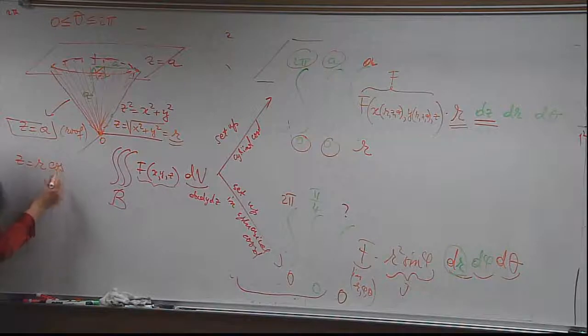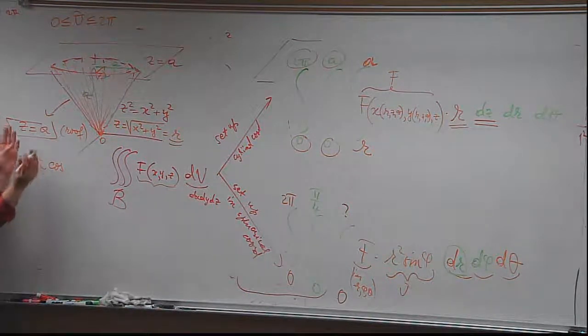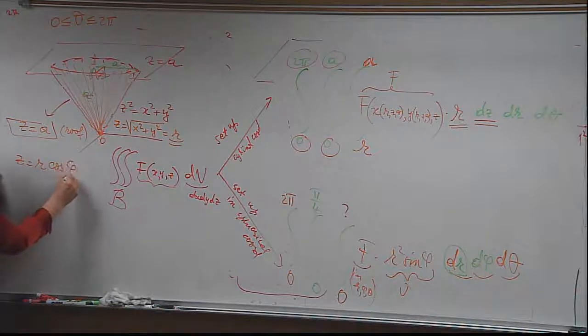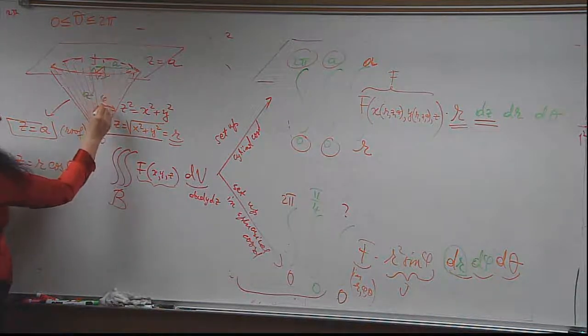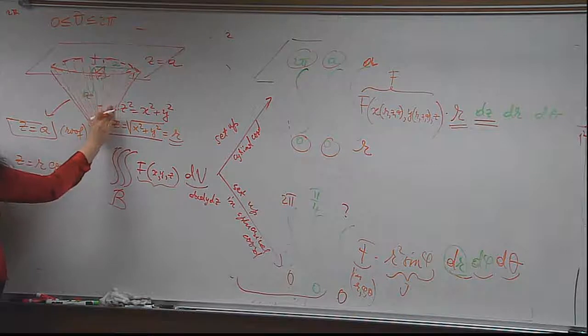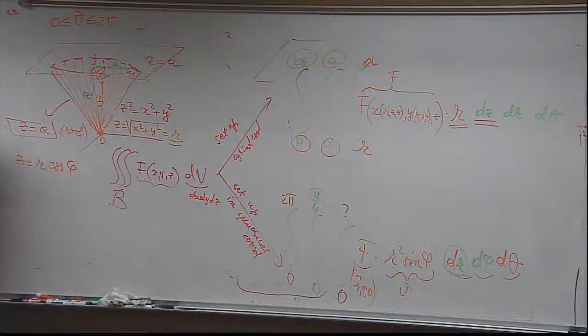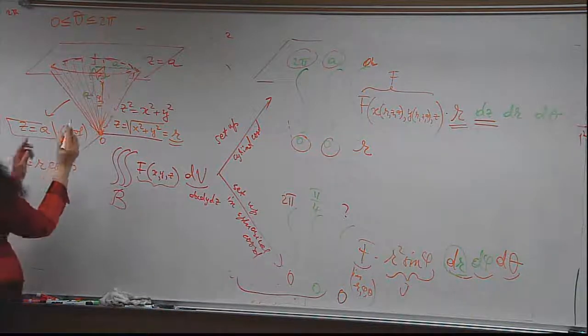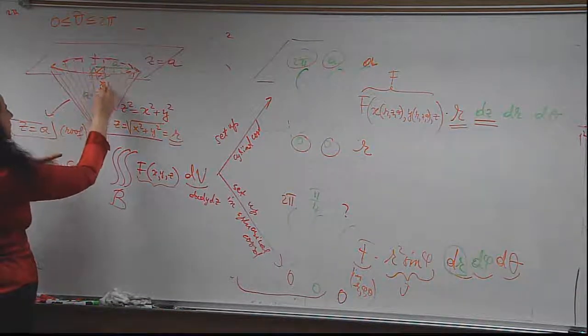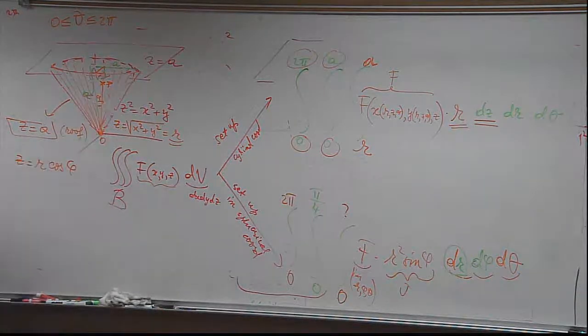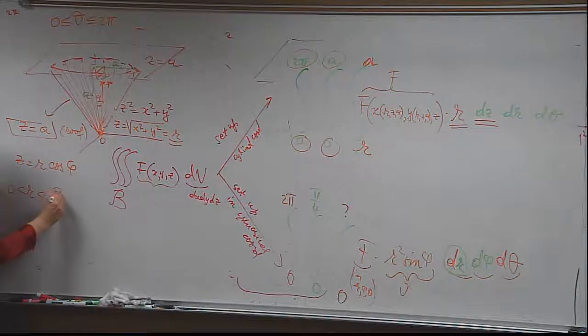R cosine of phi, the latitude from the North Pole. This is 45, but phi could be any point; for a point like this, phi will be this phi. You guys understand? For a point inside, phi will be the latitude from the North Pole. Okay, so the way you do it is R is between 0 and Z over cosine phi.